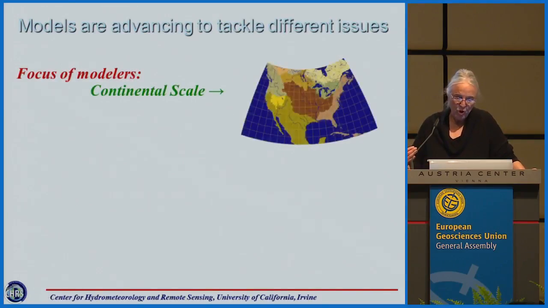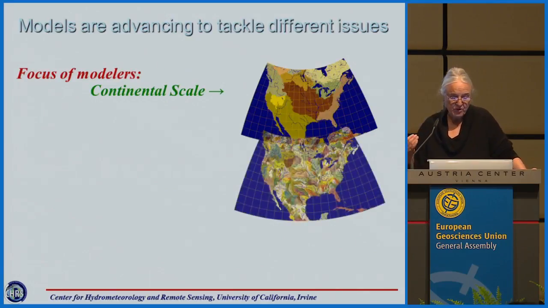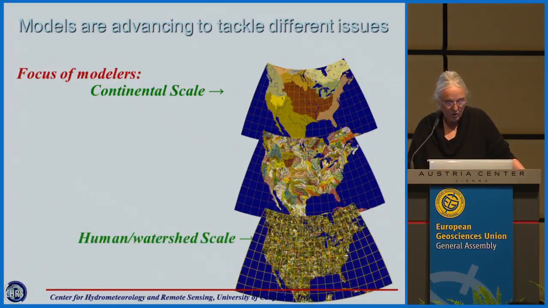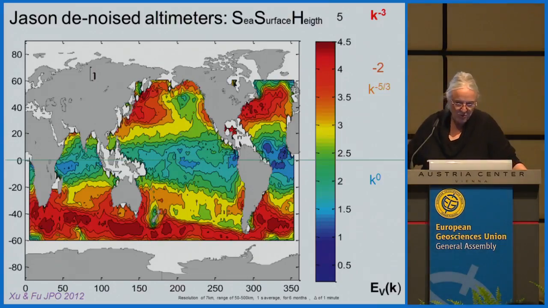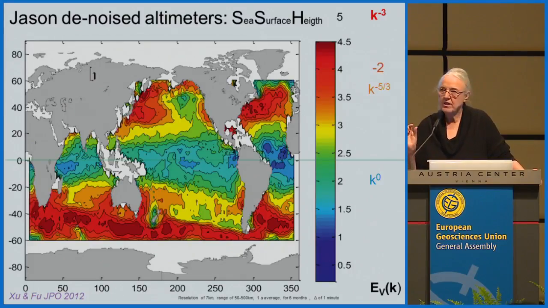Now, therefore, as you look at different issues and different scales, you are going to look at different problems with different physics and different equations. And I stole that slide from Roy Rasmussen showing that hydrology, whether you do it at the basin scale or whether you do it at the city scale, you are going to encounter different problems. Here is an amusing vision of the ocean, amusing for people doing turbulence, because what they do is with satellites, they have two satellites which are on the same trajectory, and they are 1 minute apart, and 1 minute is a very small time for the ocean.